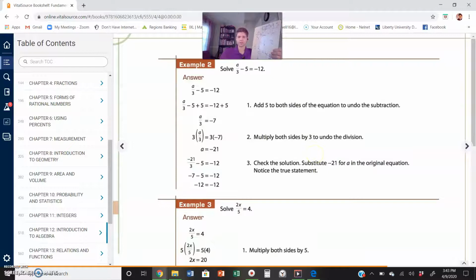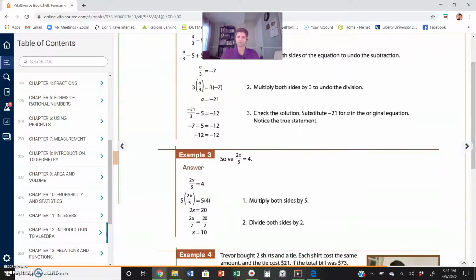Here you see the example a over 3 minus 5. What are we going to do first? We're going to add the 5 to both sides. Negative 12 plus 5 is negative 7. And we have a divided by 3 equals negative 7. We have to do the opposite here, which is multiplying. Multiply both sides. And we get a on the left side, and 3 times negative 7 is negative 21.